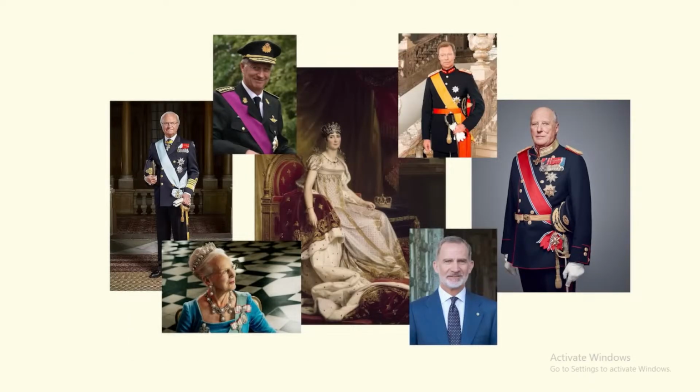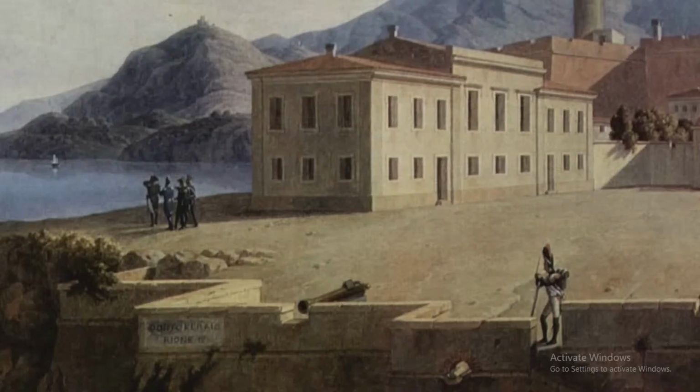But back to the story. Napoleon arrived in Elba in May of 1814 and immediately got to work, running this small island just like he ran his empire, with an obsessive attention to detail.